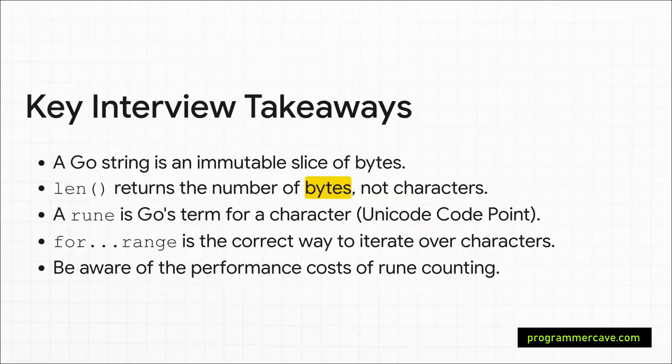So, let's wrap this up. Here are the absolute key things to remember for your next interview. 1. A Go string is an immutable slice of bytes. 2. Len gives you the byte count, not the character count. 3. A rune is just Go's word for a character. 4. Always, always, always use for range to loop over characters in a string. And finally, 5. Remember that things like counting runes and converting strings have a real performance cost.